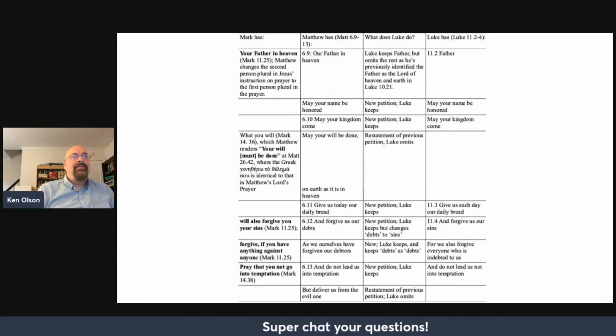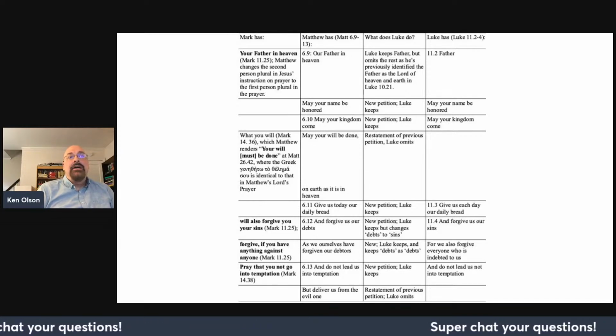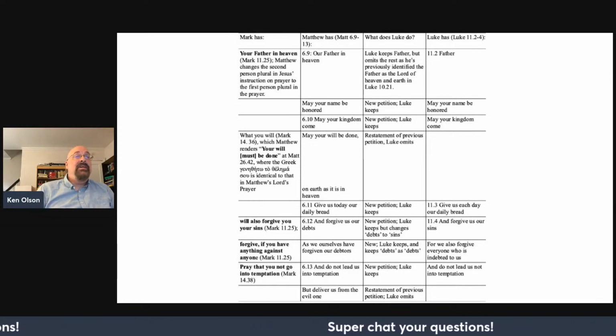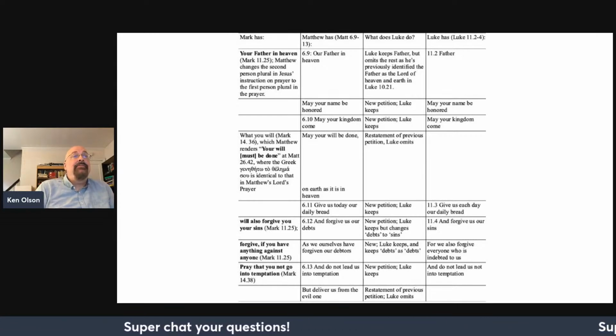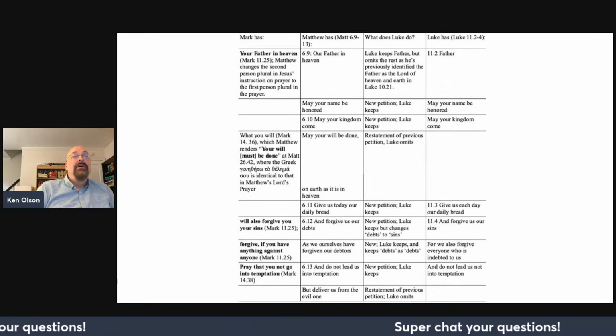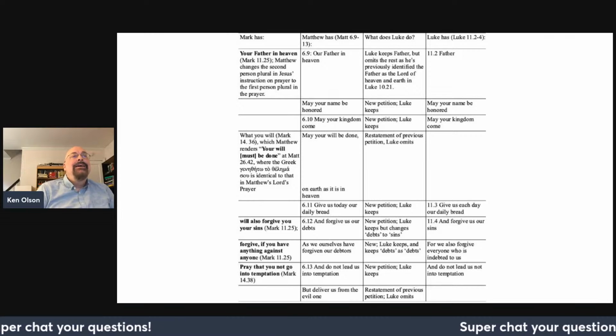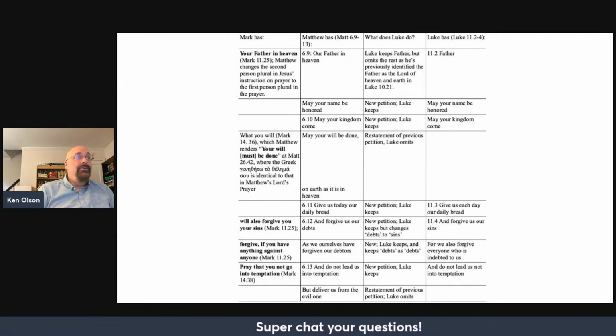The next thing in Matthew, give us today our daily bread. Luke keeps that. It's new. And forgive us our debts. Luke keeps this, but changes debts to sins. Forgive us our sins. Matthew's using debts in a metaphorical sense. As we ourselves have forgiven our debtors. Matthew has that. Luke keeps it. It's new. For we also forgive everyone who is indebted to us. Now, Matthew says, and do not lead us into temptation. That's new. Luke has it.